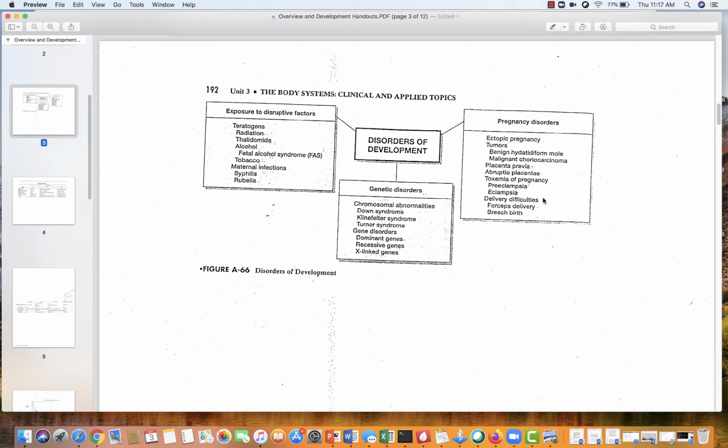Also, delivery difficulties, forceps birth, and a breech birth. A breech birth is where the buttocks or the feet come first. And at that point, if the physician or the nurse can't rotate the child within the uterus to force the head to come first, then a C-section may be required.